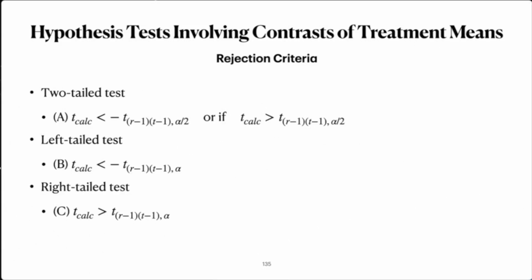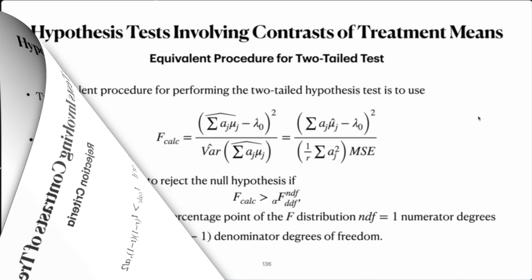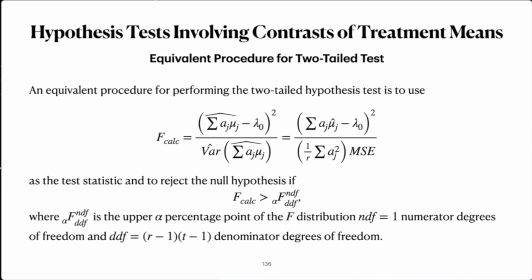And then we have the usual rejection criteria involving critical points from the t-distribution with degrees of freedom equal to r minus 1 times t minus 1. Now, we can also use an F-statistic in this situation as well if we happen to be performing a two-tailed test. And so in this case, F-calc would be equal to the square of the difference between the estimate of the contrast about which we're testing hypotheses minus the hypothesized value of that contrast, divided by 1 over r times the sum of the a sub j squared values times the mean squared error.